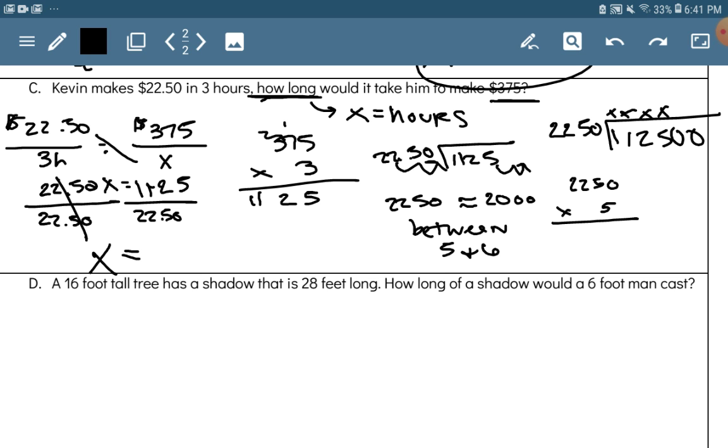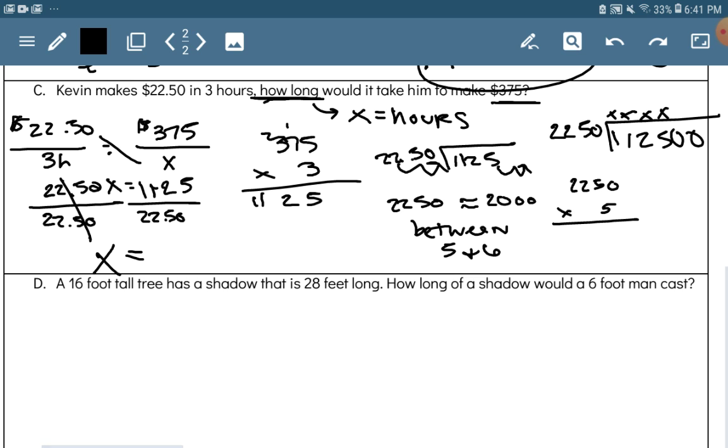So I've got 2,250 times 5. 5 times 0 is 0. 5 times 5 is 25, carry the 2. 5 times 2 is 10, plus 2 is 12, carry the 1. 5 times 2 is 10, plus 1 is 11. This actually happens to be a perfect match. So it goes in 5 times, and when I subtract, I get nothing left over. But I still have one more digit to bring down.